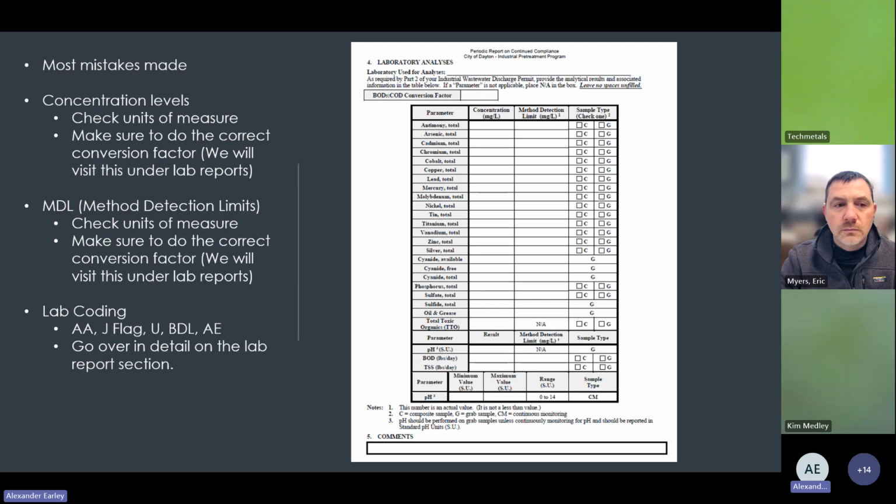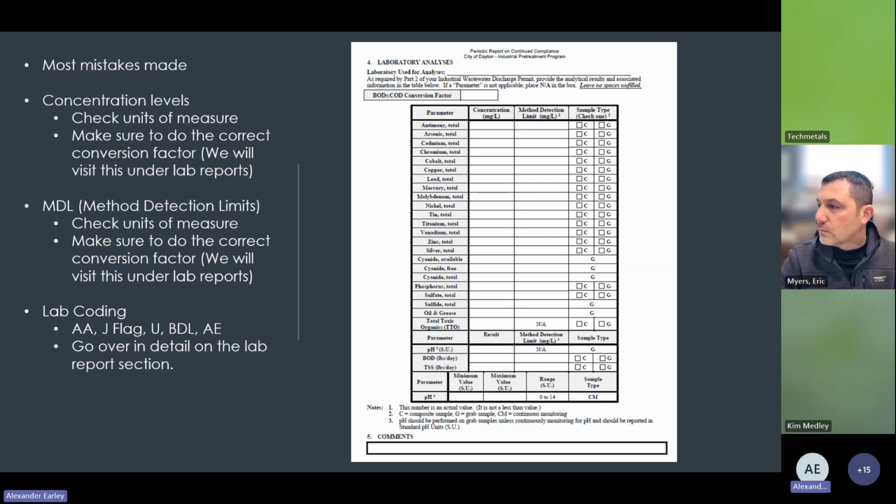Same goes with the method detection limits. Make sure that you are checking the analytes for those, make sure it's milligrams per liter, nanograms per liter, or micrograms per liter. And then also, make sure that you are checking the correct sample type off to the side. Make sure that you are checking if it's a composite or a grab. Please do not leave those blank. Now, some of the analytes are already written in there, such as cyanide. Those are automatically grabs. Sulfide, oil, and grease are grabs. And then some of the batch dischargers, most of those will be grabs. So just make sure that we are checking those boxes.